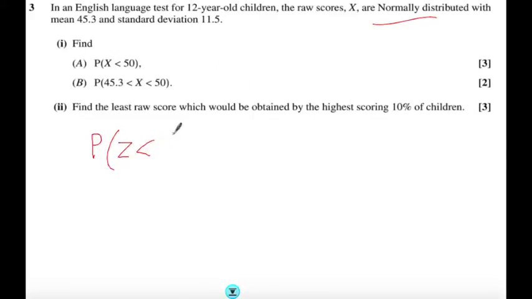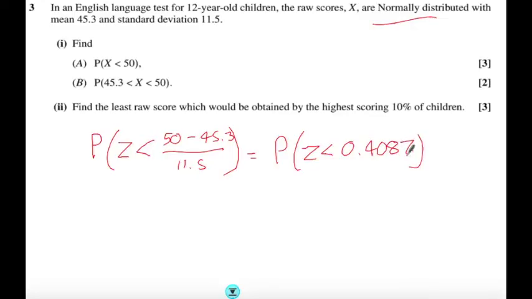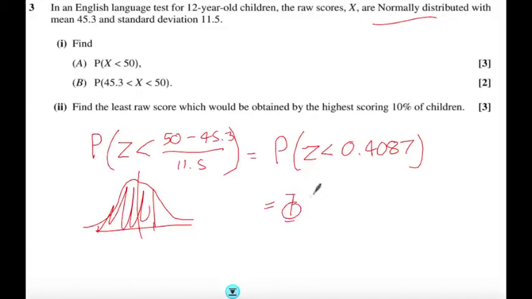So here we're doing 50 minus 45.3 over 11.5, which is 0.4087. Now once again, if we imagine our crudely drawn normal distribution, that's here and we want the probability it's below, so we are just going to have to find phi, i.e. the number from the tables of 0.4087.